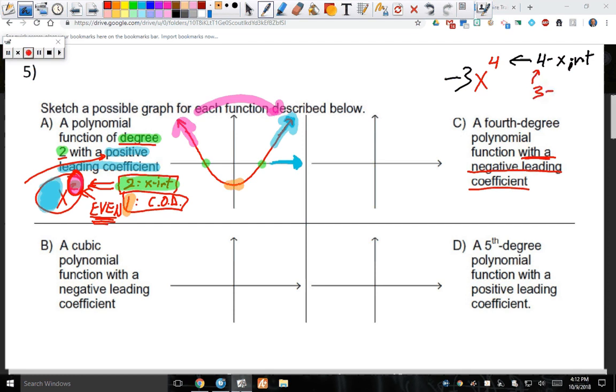So we could have up to 3 changes of direction. Okay, and now we can go ahead and start working through this as far as how we're going to draw it.